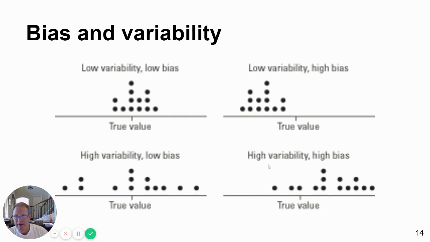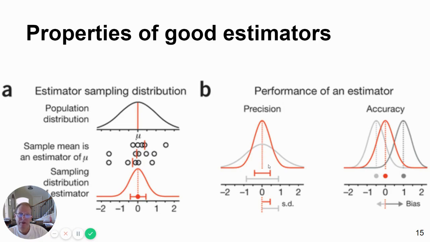In the bottom left, I have high variability. Notice how spread out my statistics are. But I have low bias. They are, in fact, centered over the true value. And on the bottom right, I have high variability and high bias. My statistics are spread out, and they're not centered over the true value. Okay, here's another slide illustrating precision and accuracy. I'm not going to discuss it. You can pause your video here and take a look at it.